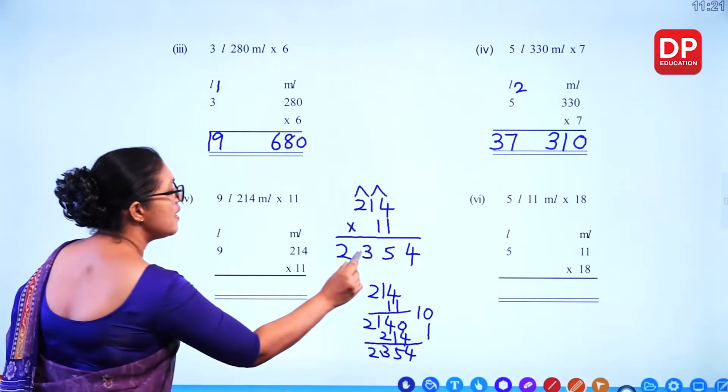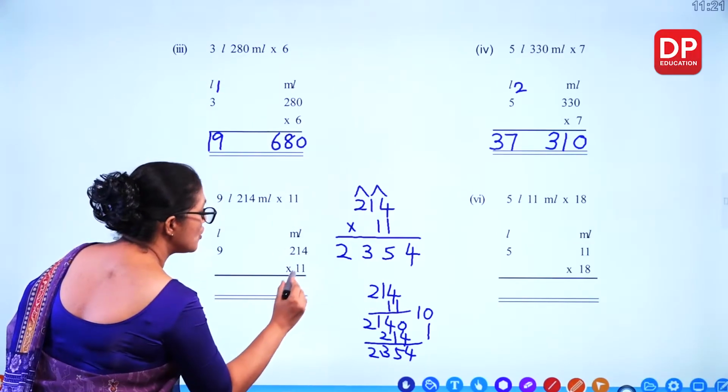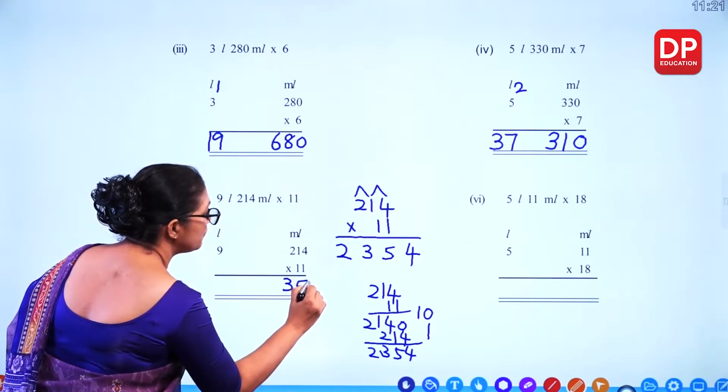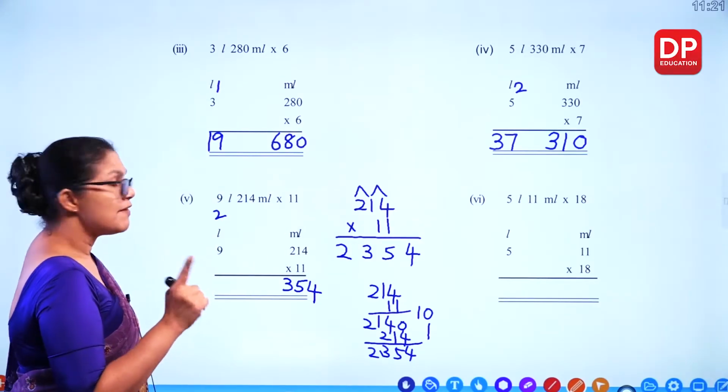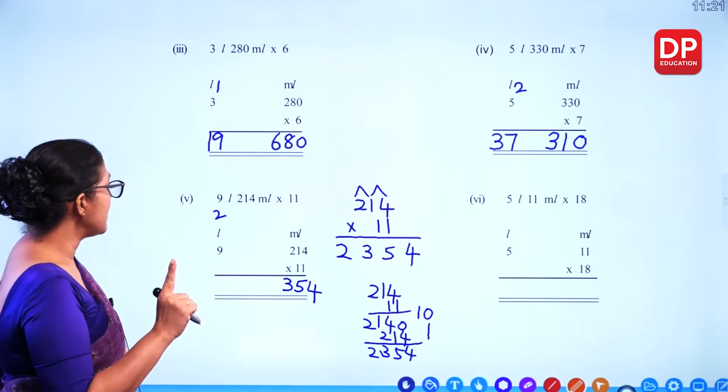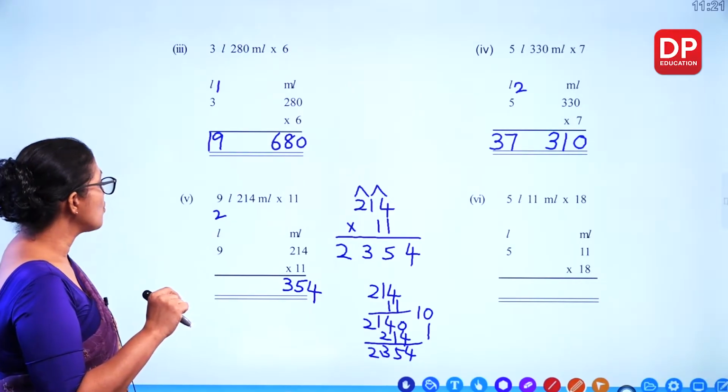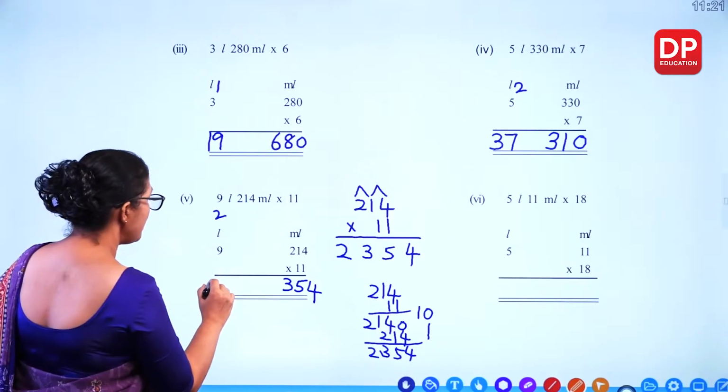2354. So, you can write the last 3 digits, 354. Take 2 here. 11 times 9, 99. 99 plus 2, 101.